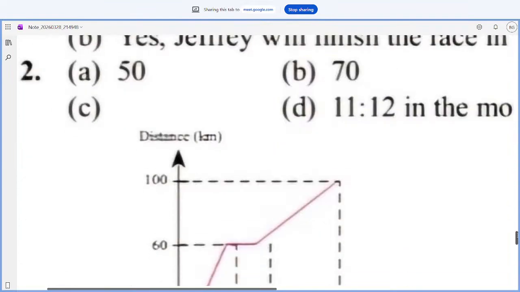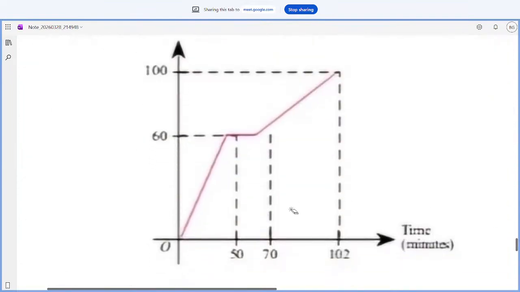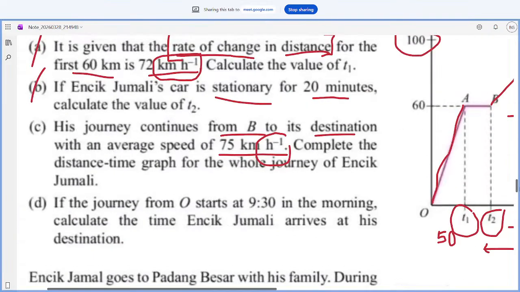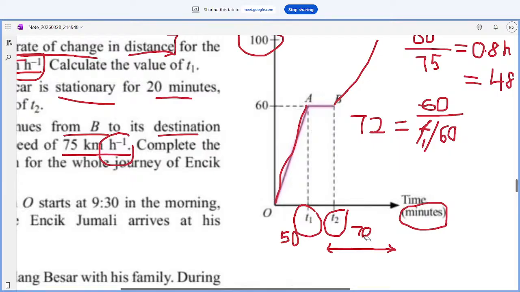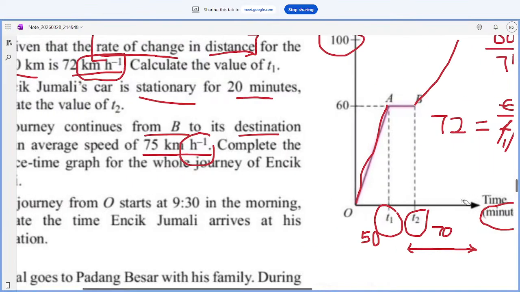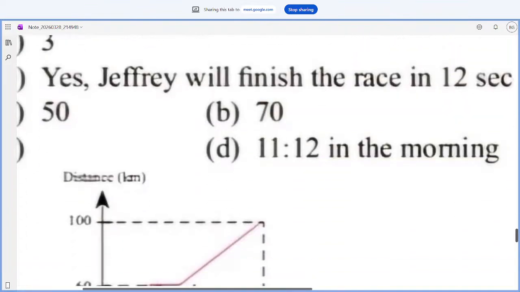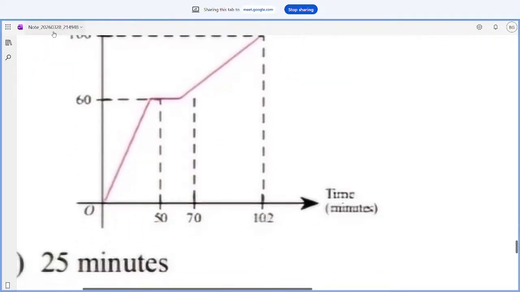Okay, so for part C, this is the graph. Okay, this one is 102 guys. If you guys count, it should be 102. Basically, 40 divided by the speed. 40 divided by speed is how much? 40 divided by 75. Okay, 40 divided by 75. You guys akan dapat 0.53 then times 60. 32. Okay, so 32 and then 70. 70 plus 32, 102. Okay, so 102 is here. Can you guys see? 102.